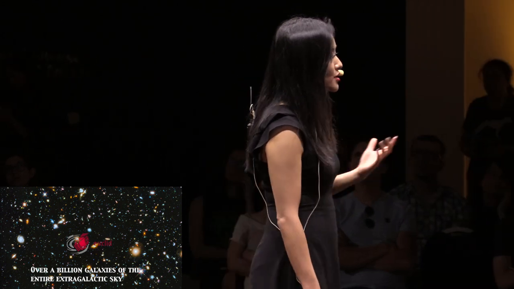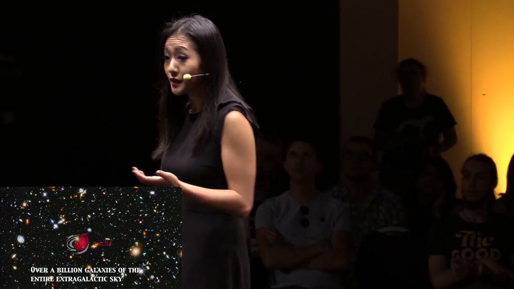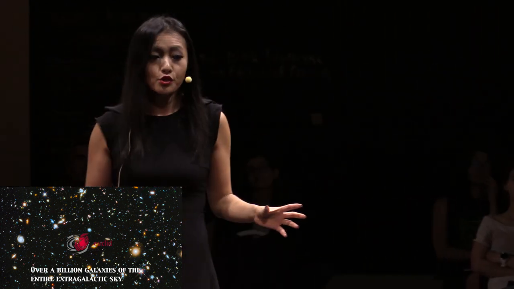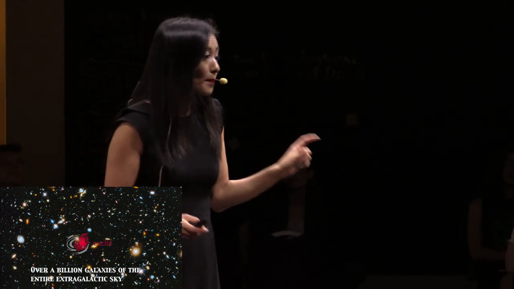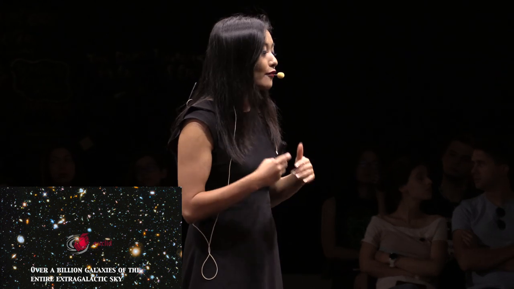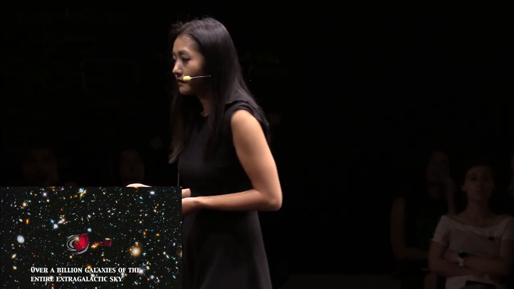Euclid will measure the shapes of over a billion galaxies very, very accurately because we're in space and not on the ground anymore. And this is crucial because I told you we only get 1% changes in the shapes of galaxies, and we need to measure this, and having as many statistics as possible really improves our results.